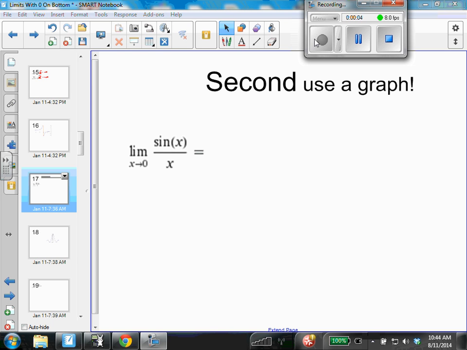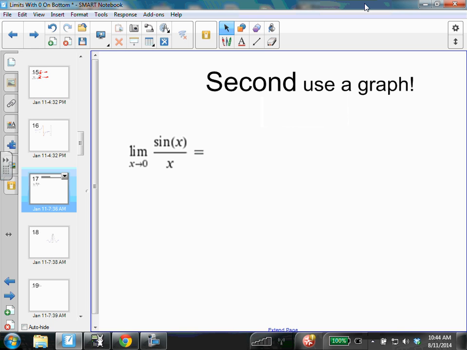No, you won't really need graph paper for this. Okay, but our second option when we get a 0 on bottom is to actually use a graph. They'll help us. We're actually not going to use a whole lot of graphs right now. And let me just be sure that I tell you this.